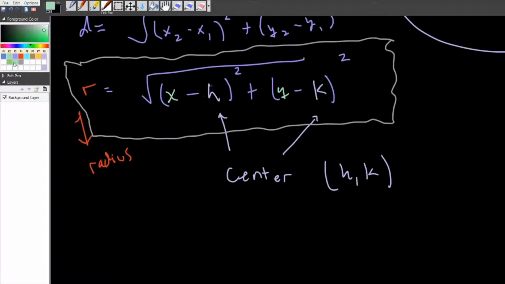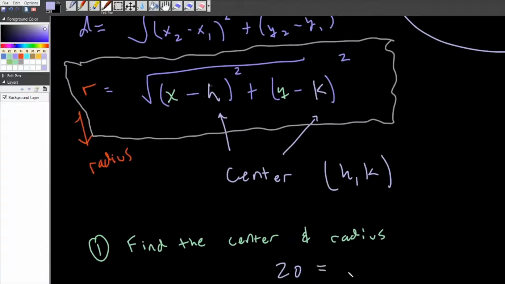I will leave this right here, and I would like you to do two things. So we have two problems here. Find the center and radius of this circle. Let's say 20 equals square root of x minus 3 squared plus y plus 4 squared. And then also write the equation of a circle. The circle will be centered at -1, 2 and radius 7. So go ahead and attempt these two problems.